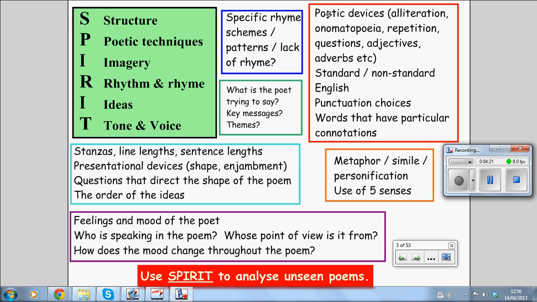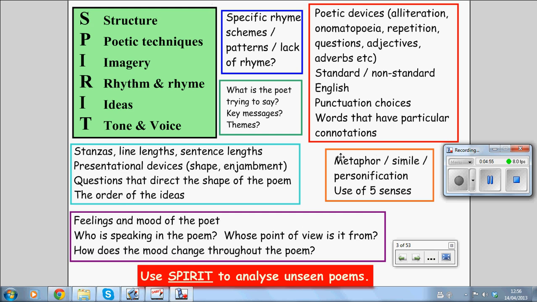Poetic techniques, we're thinking about our devices, so things like alliteration, onomatopoeia, repetition. These are all basically language techniques that we've done time and time again when we've looked at Of Mice and Men. So you'll be looking at particular words. Are there any connotations that you can link to particular words? Is it standard English? Is it non-standard English? Why does that matter? Punctuation choices as well. You might notice something about the way the poet's constantly using questions or maybe pauses and thinking about why that is.